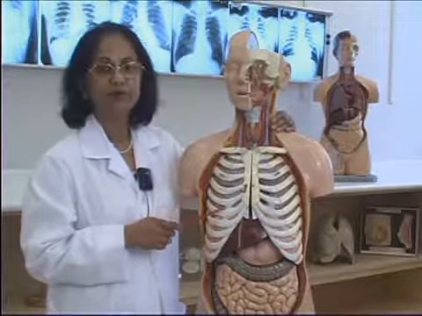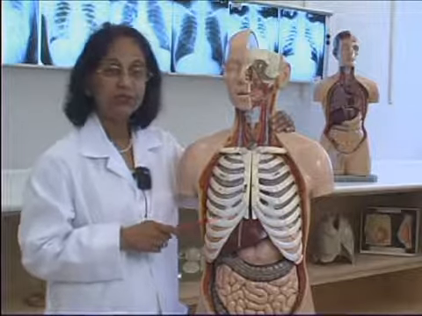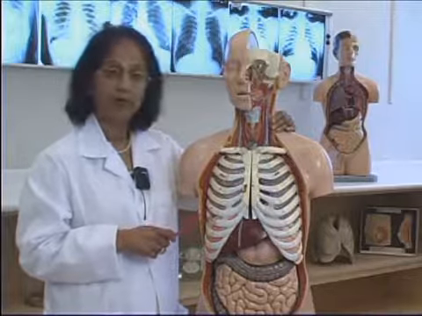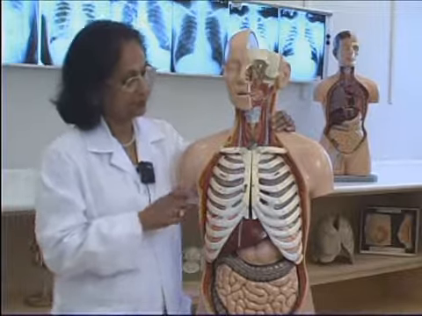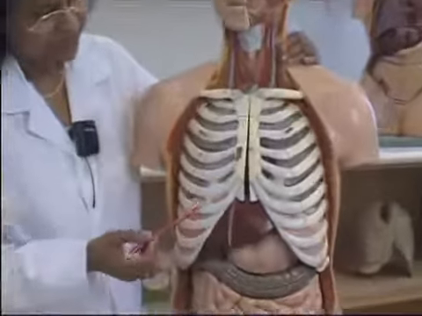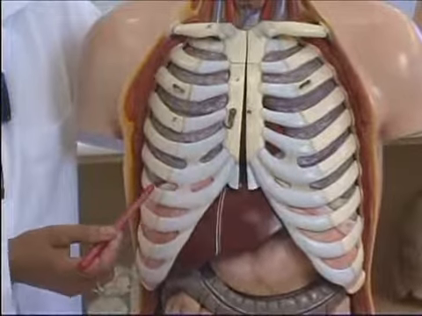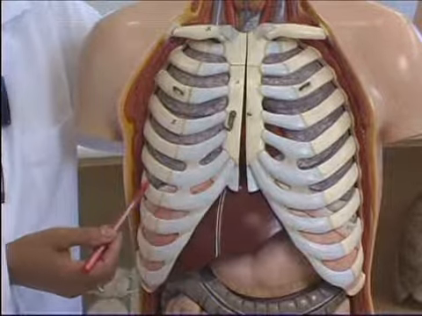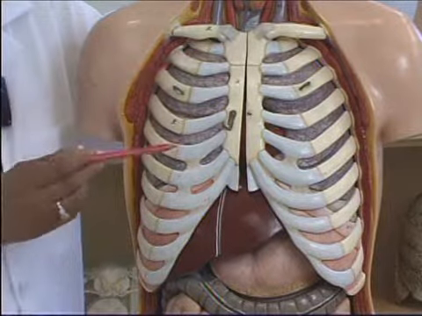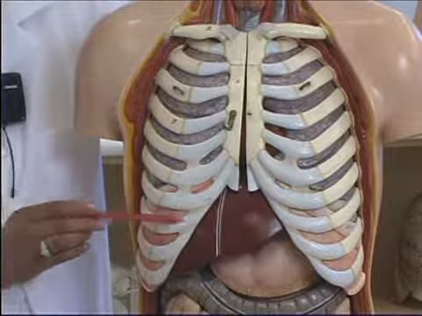So on this model, I am going to show the surface projection of the lung and the pleura. As a rule, the pleura always lies 2 ribs below the lower border of the lungs. In the mid-clavicular line, the lower border of the lungs is going to lie at the 6th intercostal space or 6th rib: 1, 2, 3, 4, 5, 6, and this is the lower border of the lung, while the pleura will be lying around the 8th rib.